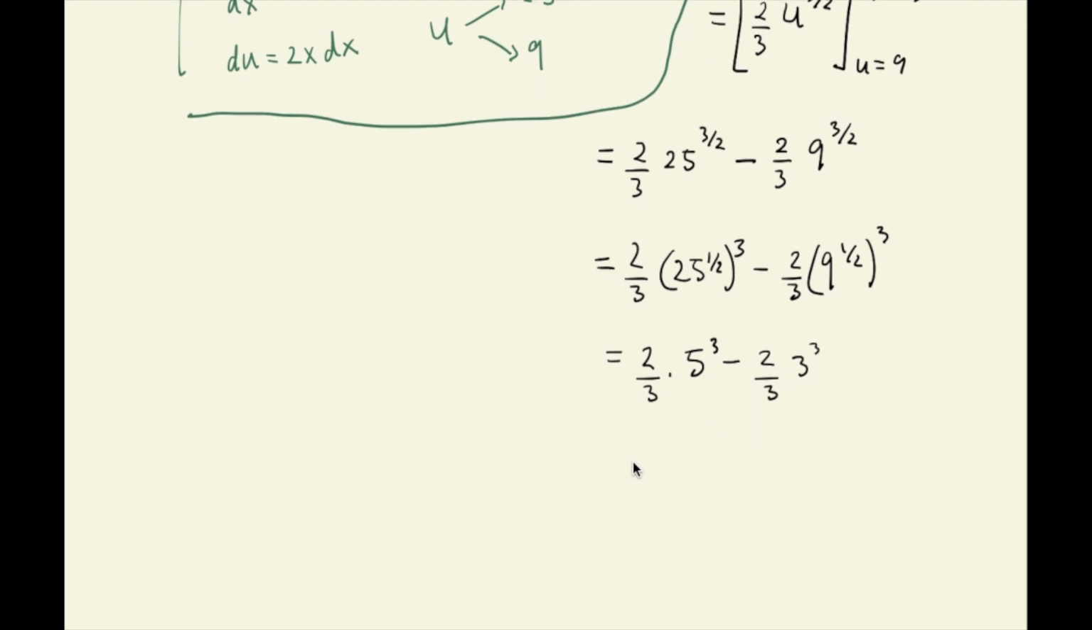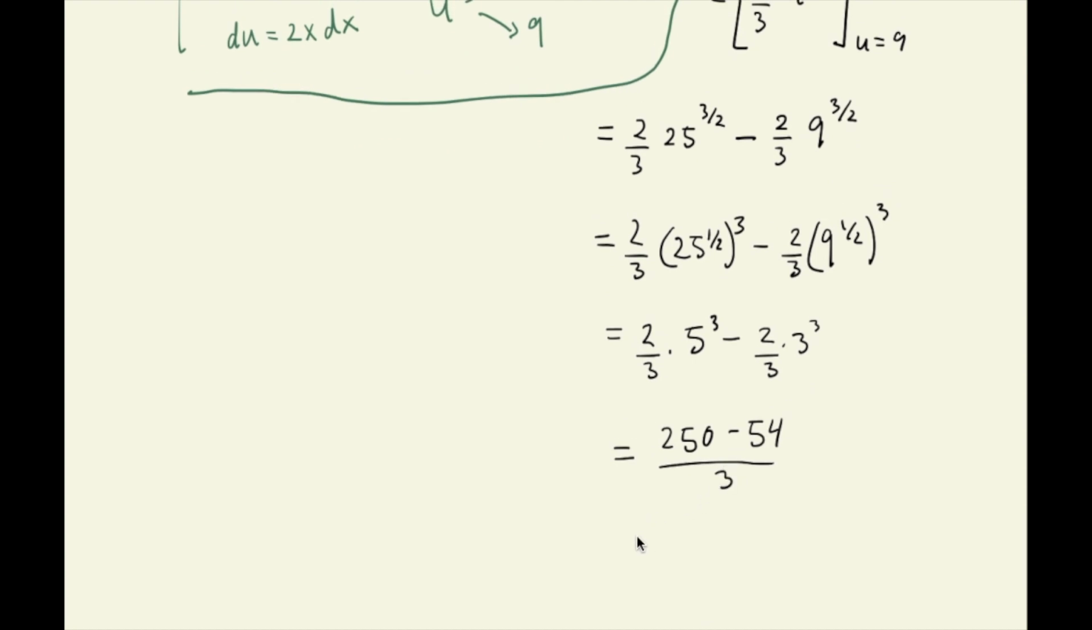Okay, so 5 cubed, 5 squared is 25. 25 times 5 is 125. So this is 125 times 2, which is 250. 3 squared is 9, and 9 times 3 is 27. Times 2, you're going to get 54. So minus 54/3.